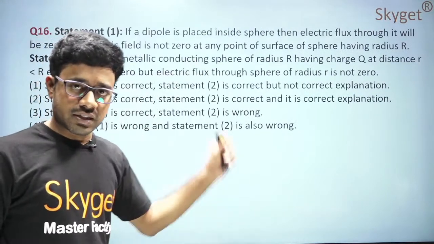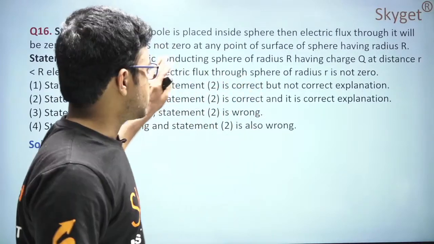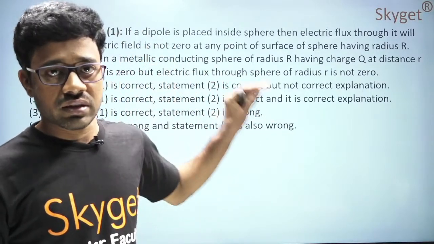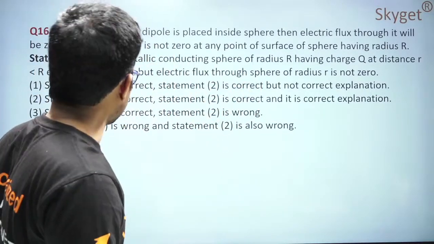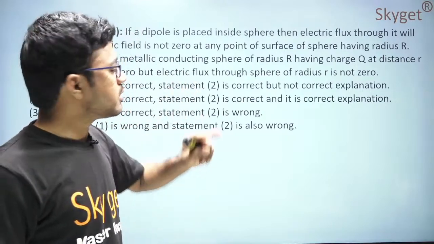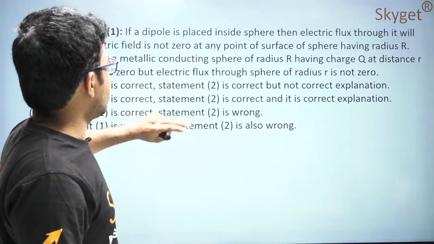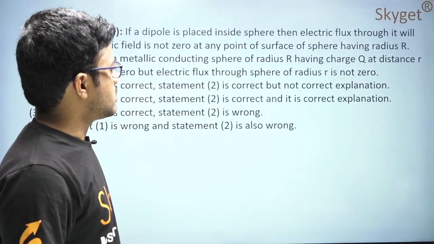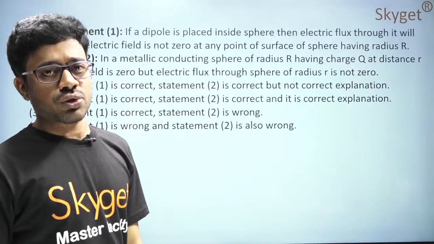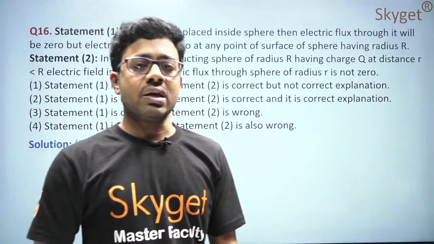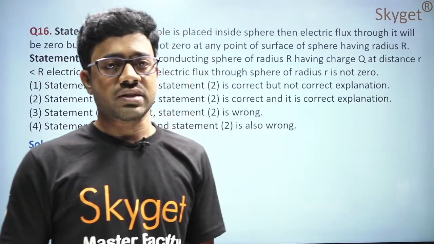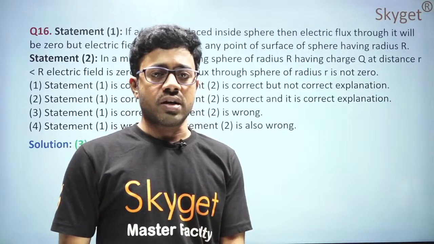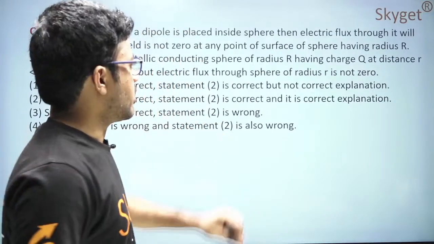Next, this is a theory question. You should be very careful with these sort of theory questions, because he will confuse you with these statements. First, in statement 1, if a dipole is placed inside a sphere, and a dipole means two equal and opposite charges separated by a fixed distance.